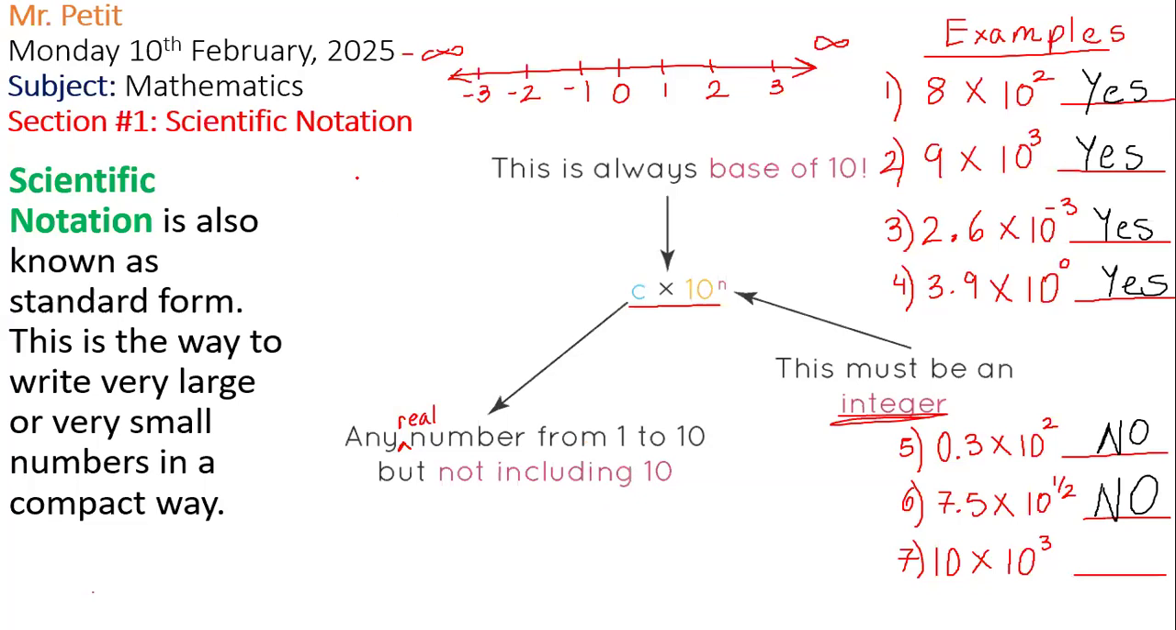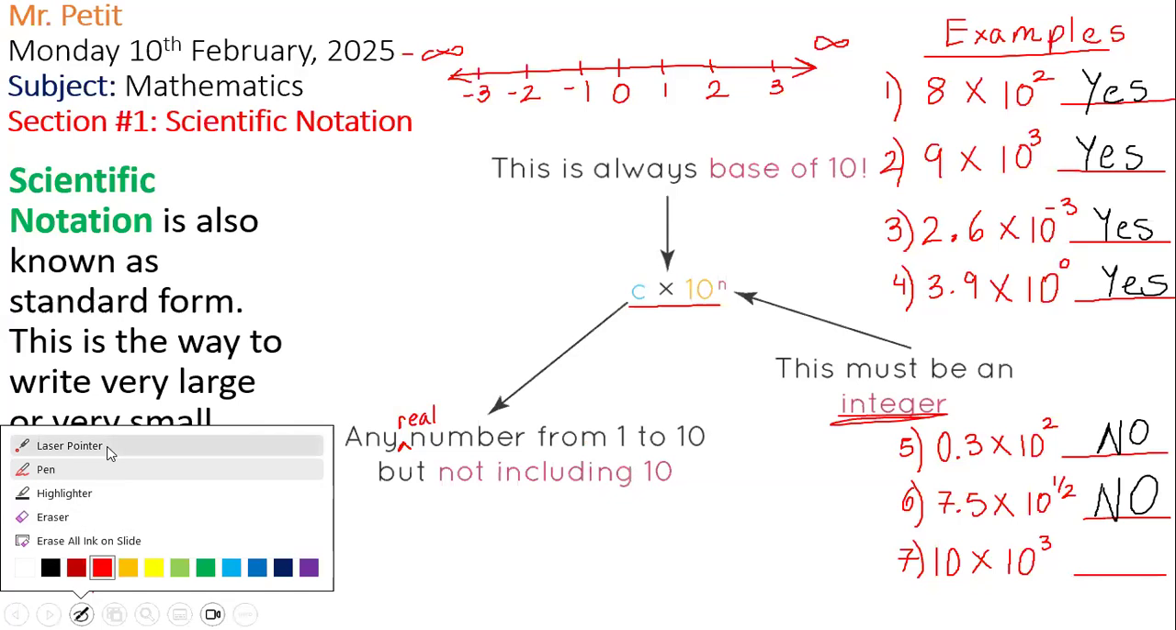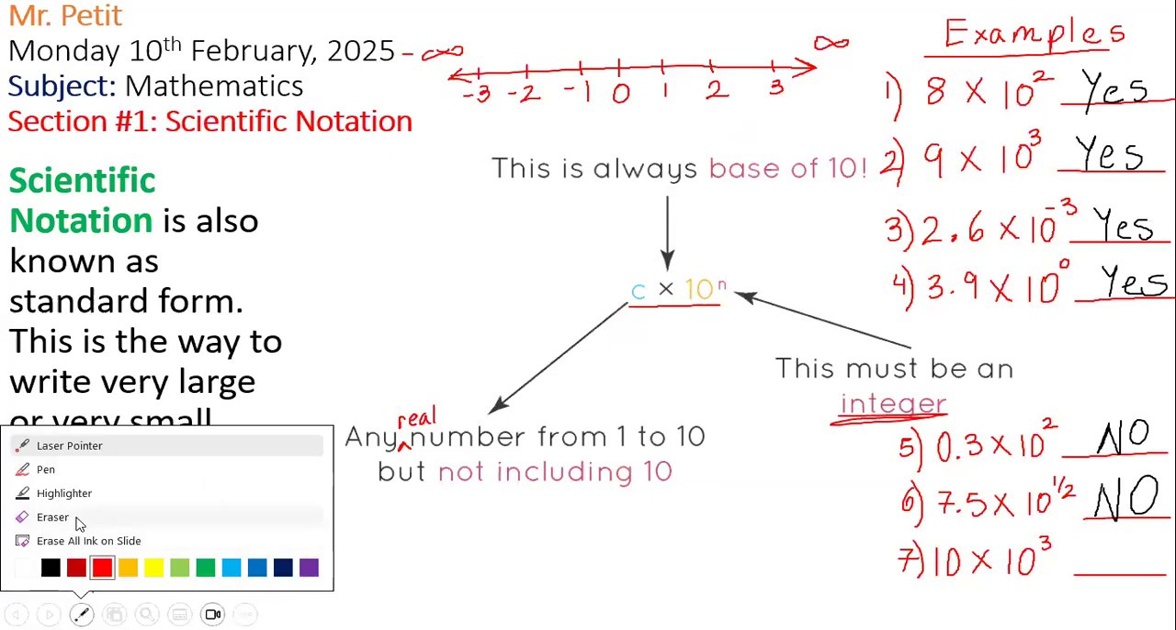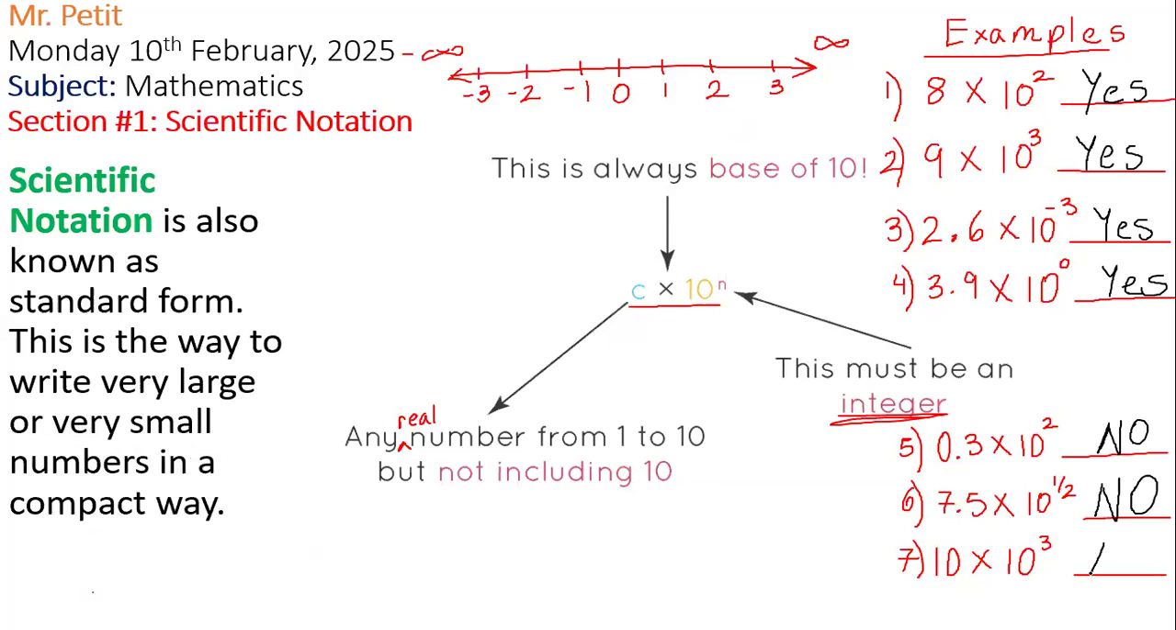You said not including 10. Anything that says not included, 10 is not allowed. So 10 is cancelled. It has to be less than 10. It could be 9.9, it could be 8.3, but it has to be less than 10, right? And so the answer here is definitely going to be no. So this is how we identify numbers that are in scientific notation.